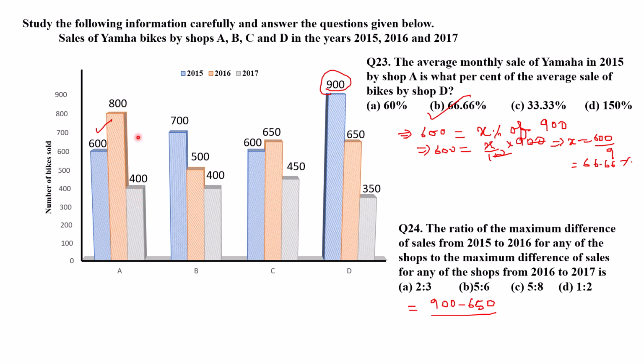Where is the maximum difference, for which shop? So here is a 400 gap, here is 100, here is 200 and here is 300. So maximum is here, 400, isn't it? So you have to find the ratio here. So 800 minus 400. So you will get here 250 by 400. So reduce it. Simplify, 5 by 8. So the answer is 5 is to 8, which is option C. Now moving to the next question.